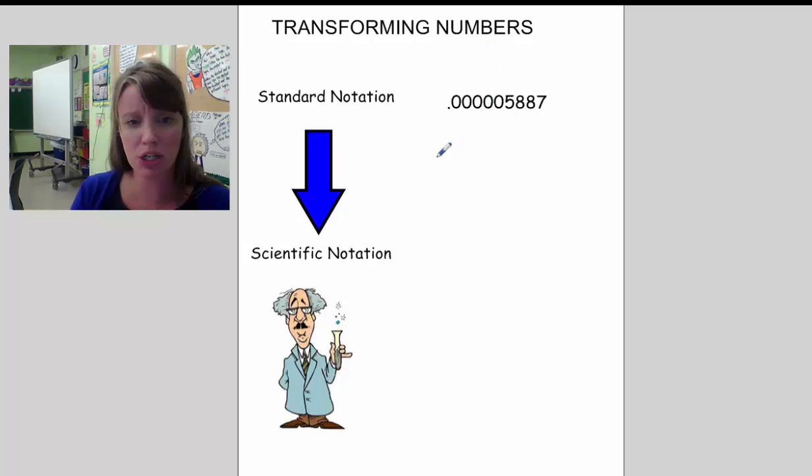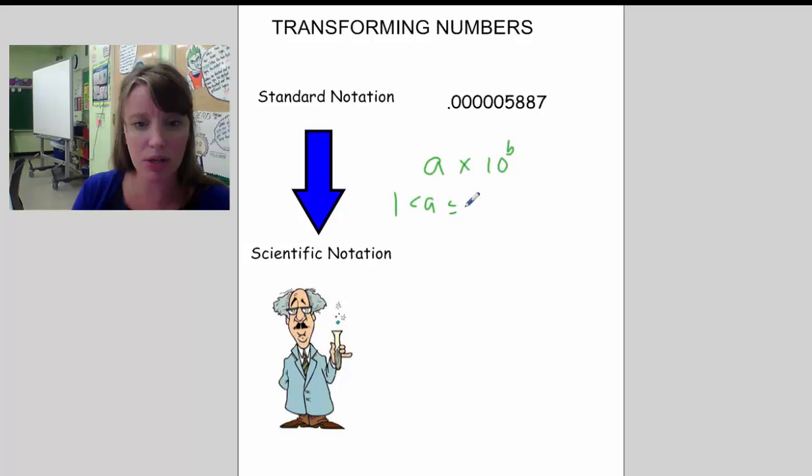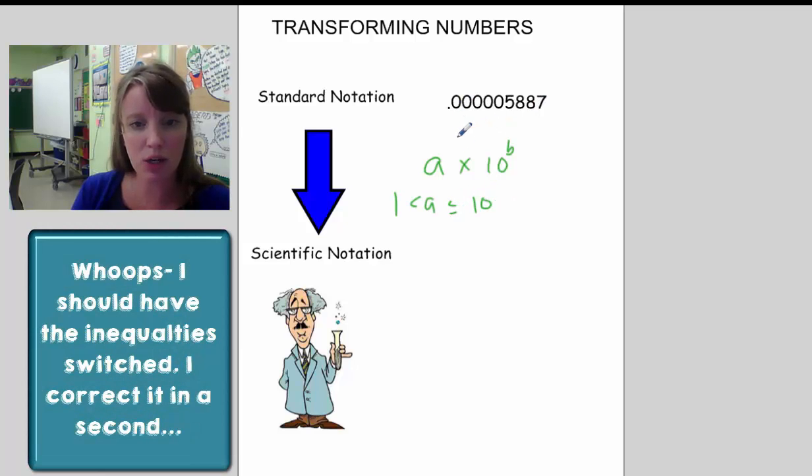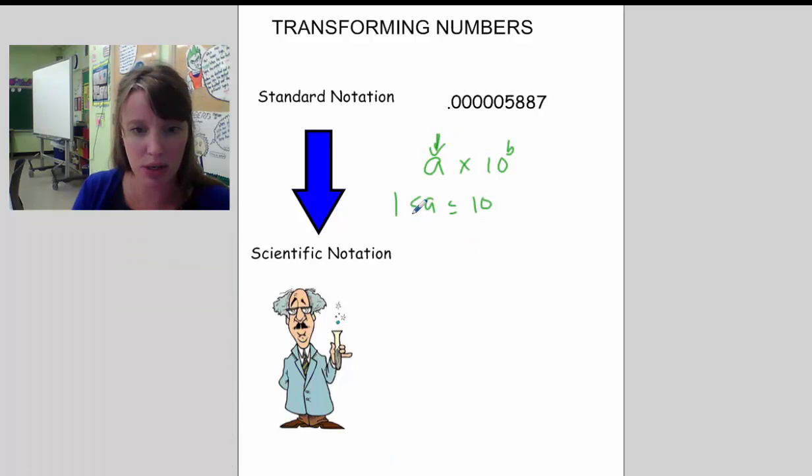So remember, scientific notation is a number times 10 to a power, and a has to be greater than 1 and less than or equal to 10. So I'm trying to get a coefficient a here that is between 1 and 10, but strictly less than 10. Oh, actually, sorry, it's the other way around. It's greater than or equal to 1, but strictly less than 10. Okay. So I'm looking for a number that's between 1 and 10, but less than 10.